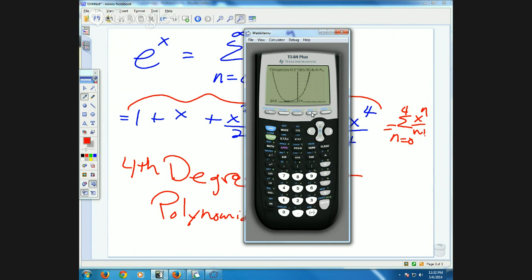Well, if I hit trace and I go to a number near x equals 1, which is right around there, I can see the sequence says the y value should be 2.88, and the actual function says the y value should be 2.89-ish. So I'm about 100th off at x equals 1. In a little while, toward the end of the class, we'll take a look at how you do error analysis on Taylor polynomials.